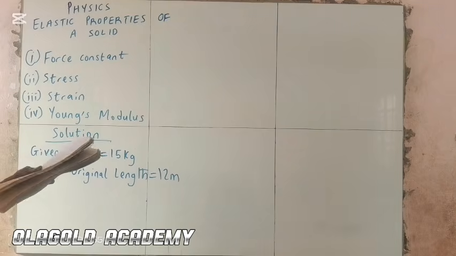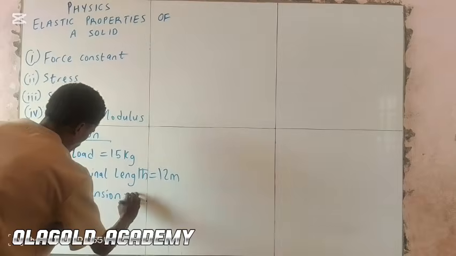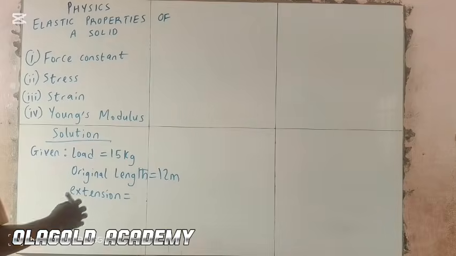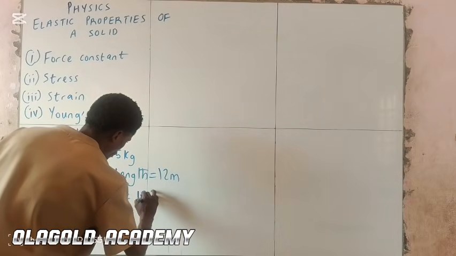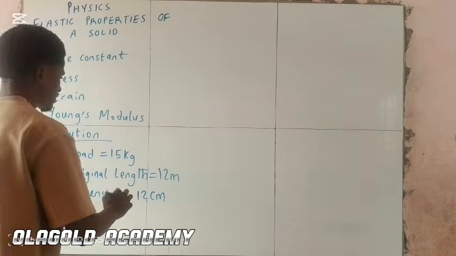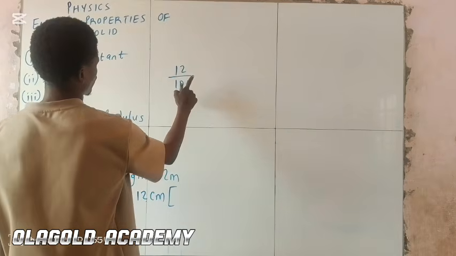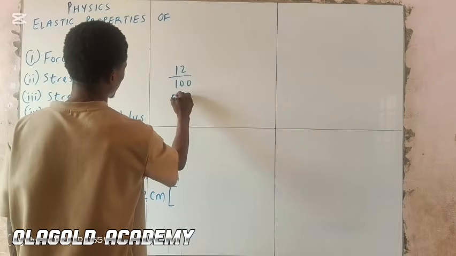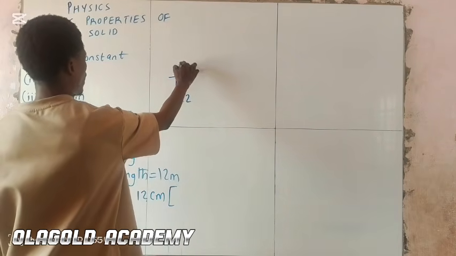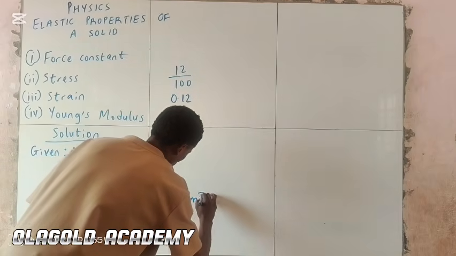We're also given the extension, which is 12 centimeter. Remember, we need to convert this to meters, and that will be divided by 100. So 12 over 100, we're going to get 0.12 meters.